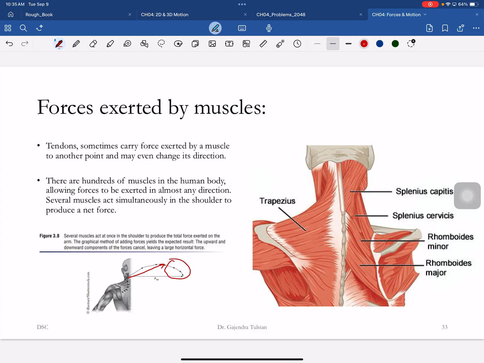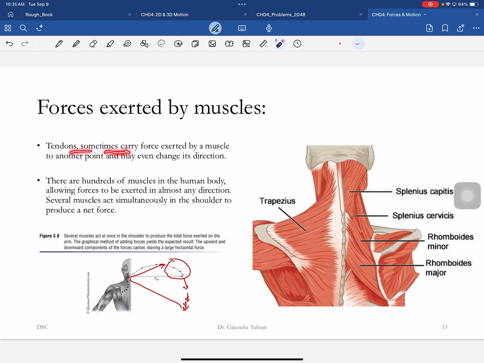Did you guys understand that? If you wanted to apply a force in this direction, then you got to recruit more force, more muscles. Okay? So that's why, with lots of different forces, you have a lot more flexibility.